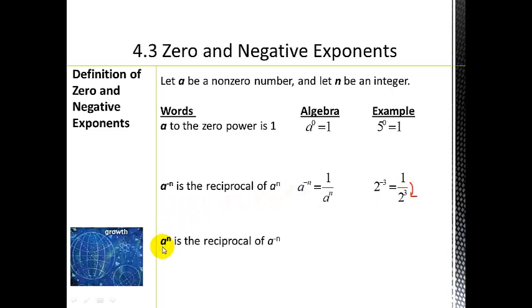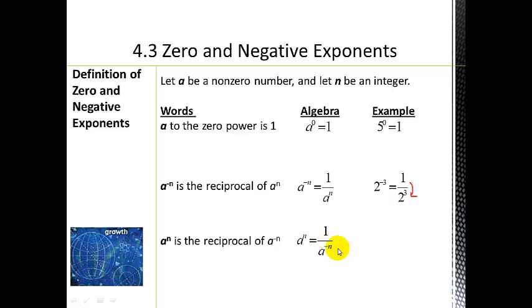The way I read this is a to the n power is the reciprocal of a to the negative n. Now I know you're probably thinking this isn't quite making sense, but we'll go over it again. And I think the more examples you look at, the more you'll be able to see how we're manipulating the numbers. So again, here's your algebra way. It's a to the n power, where a is any non-zero number, and n is an integer. So a to the n is equal to 1 over a to the negative n.